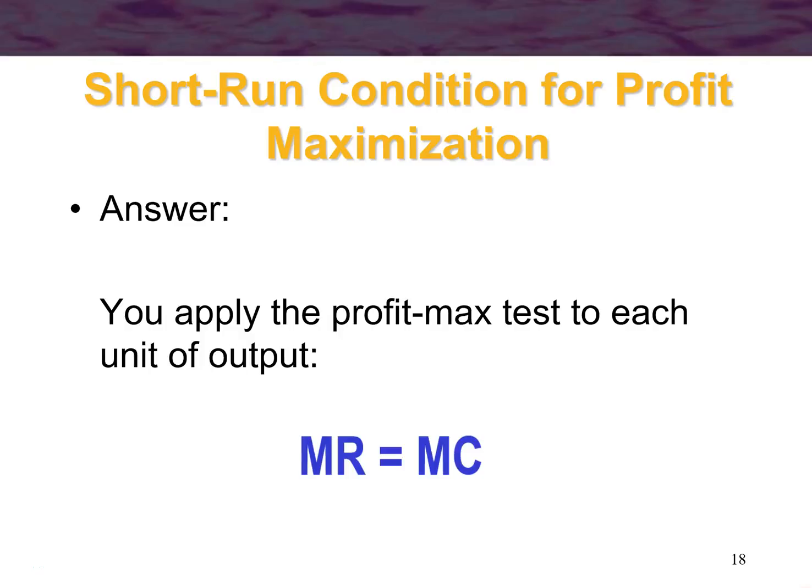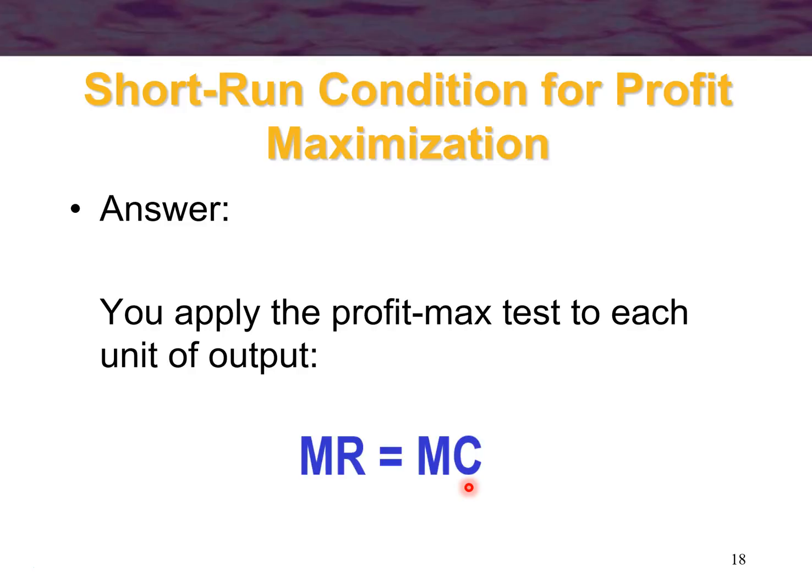Okay, welcome back. In the last video, we were talking about how do you know when you have produced a rate of output that maximizes profit? Well, what you've got to do is look at each unit's marginal revenue. Remember, marginal revenue is the change in total revenue when you sell one more unit. Marginal cost is the change in total cost when you produce one more unit. So we're doing this on a unit by unit basis.